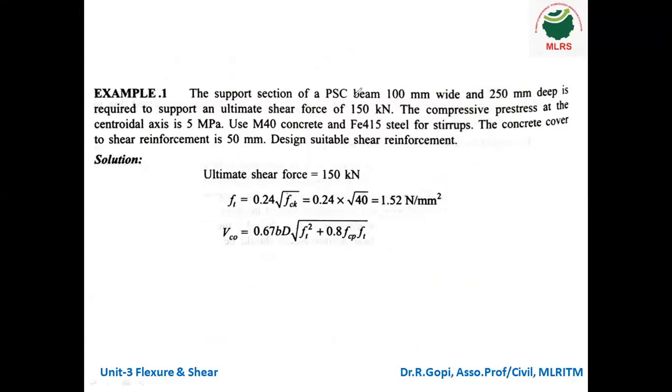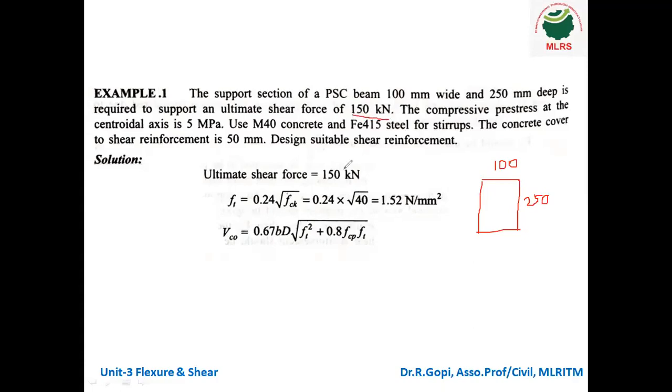The support section of a pre-stressed concrete beam is 100 mm wide and 250 mm deep. So it's a rectangular beam. You can see here a rectangular beam. Sorry students, the breadth is 100 mm and the depth is 250 mm. It is required to support an ultimate shear force of 150 kilonewtons.